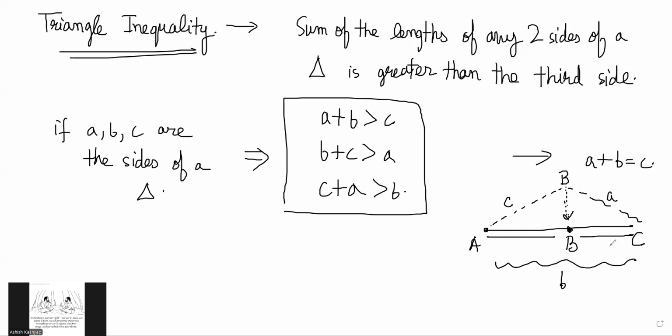Is everyone understanding what I'm saying? As long as it's a triangle, the sum of any two sides has to be bigger than the third side. But if it is equal, that means it's not a triangle, it's a straight line. Right?